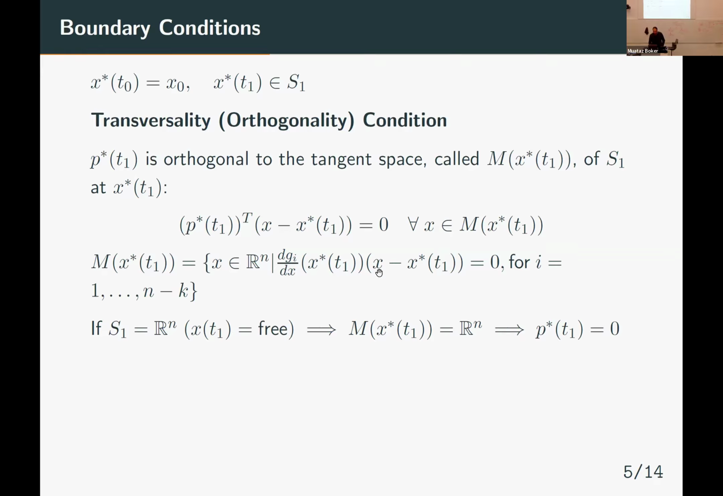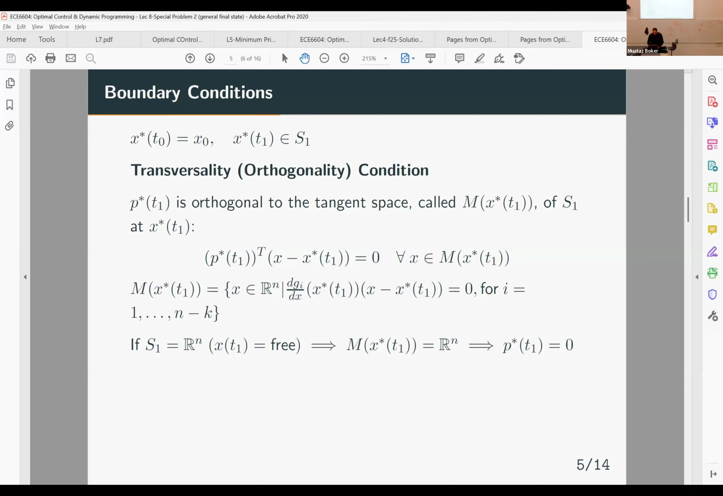And this tangent space is defined as dg_i, or the gradient of g_i, or the partial derivative of g_i with respect to x at x star of t1, times the surface is equal to 0. And I can show you, unfortunately, I don't have my pen, but I can show you what this looks like. Just give me a second.